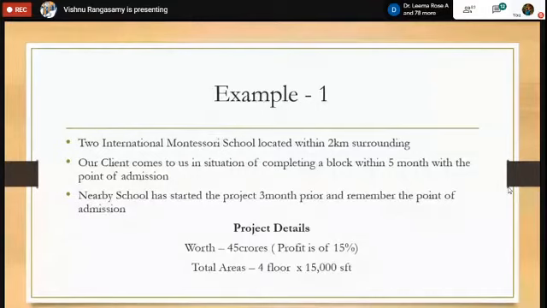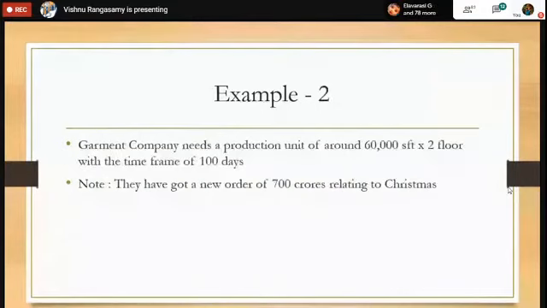Next up, garments. Tirupur is the hub of textiles. They want us to complete the projects within a fixed time so that they can start production and come up with more profits. Let me discuss the example too. The garment company needs a production unit of around 60,000 square feet, that is 2 floors, within a time frame of just 100 days.